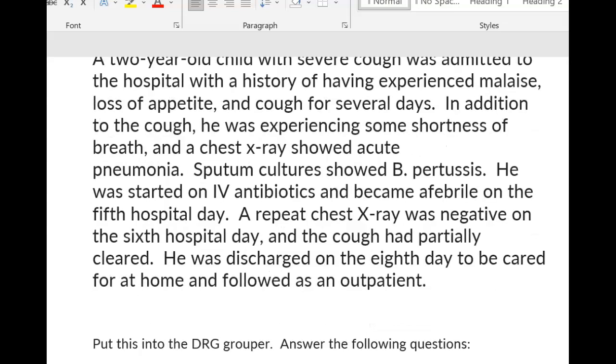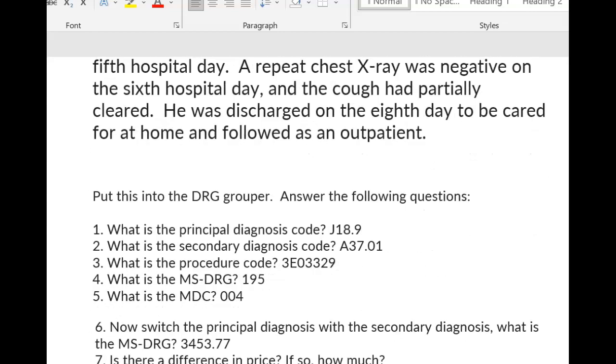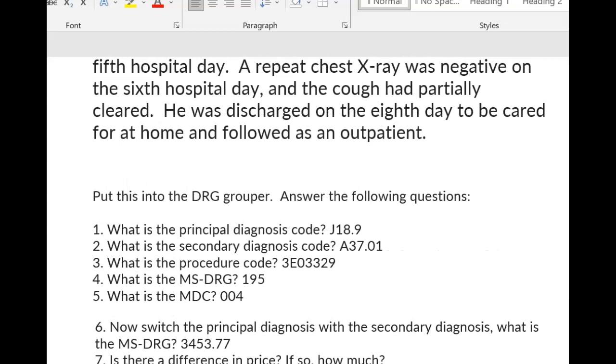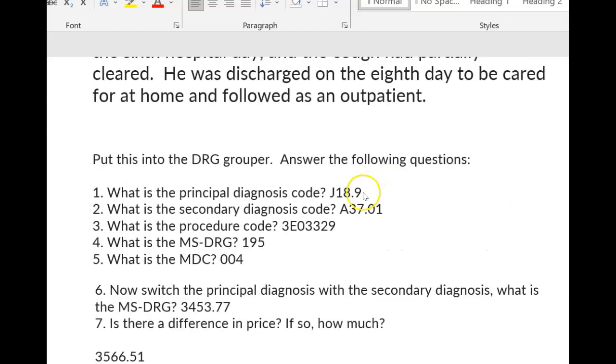So let's just kind of look here. These are my answers. A couple of different things here I do want to talk about, and I will put these all in a group for you. So the principal diagnosis is going to be pneumonia, and then you're going to have the pneumonia with the pertussis.